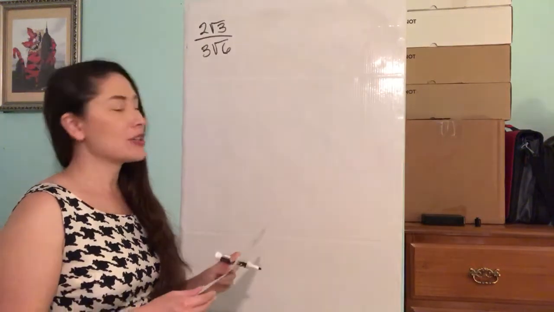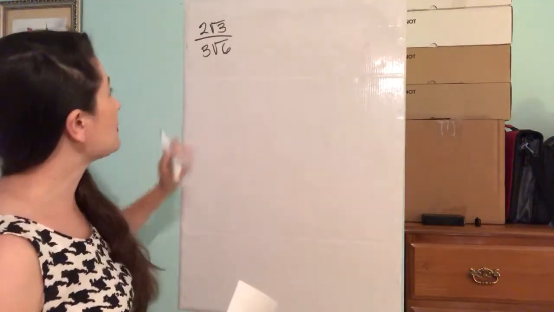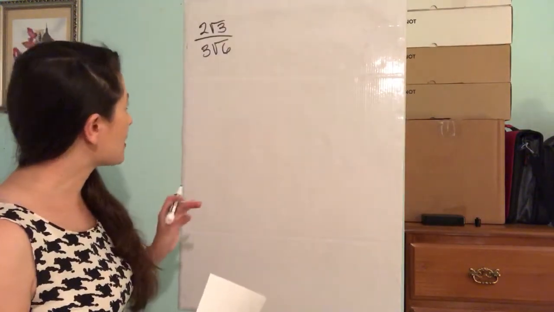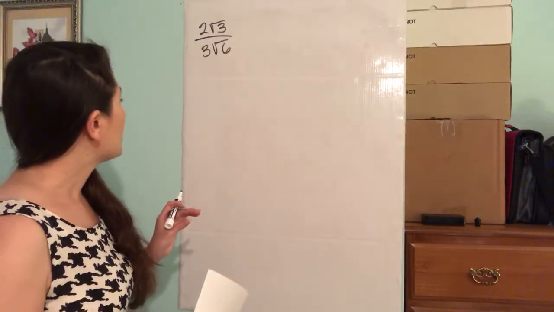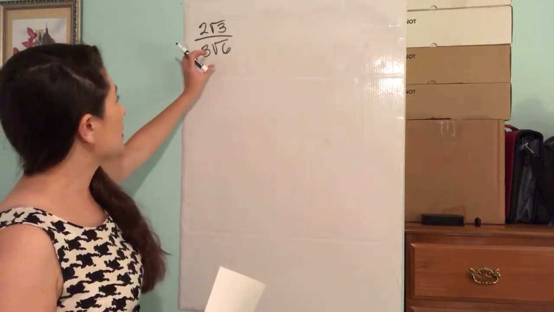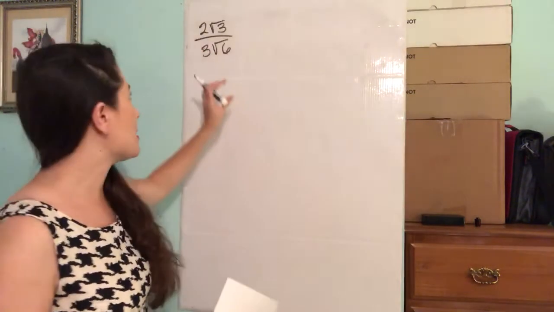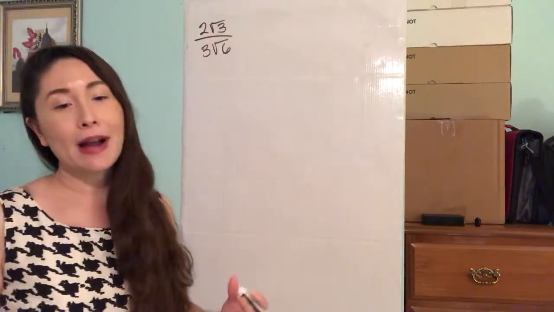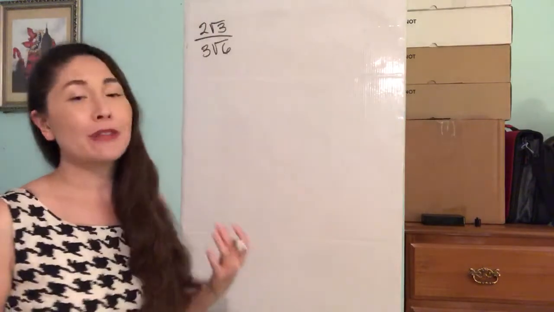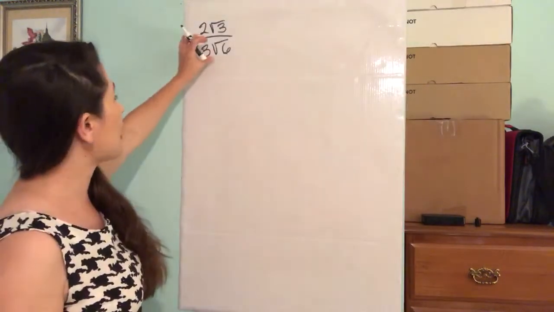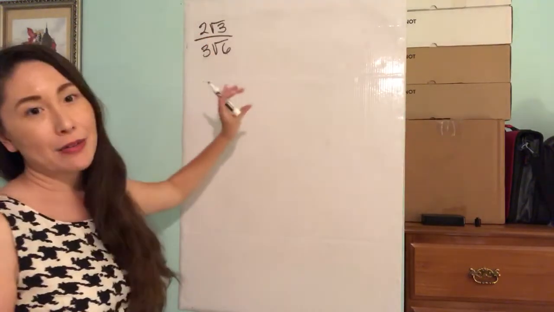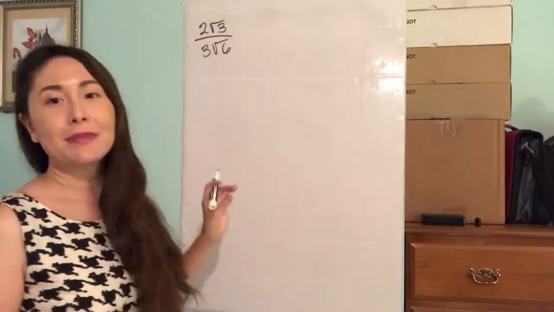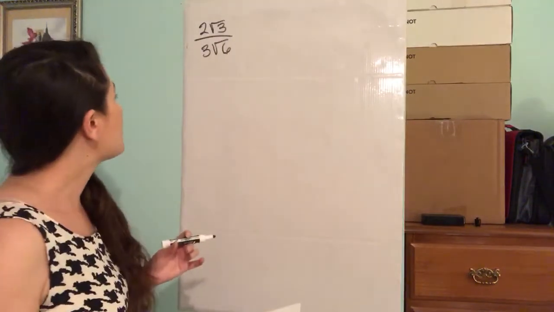Okay, so in this question, it's asking us to fully simplify this fraction. Now, in order to fully simplify a fraction, we cannot leave a radical in this denominator. So in the bottom here, we have the square root of 6. That's called a radical. And in order to be fully simplified, we cannot leave a radical in the denominator, right? It's okay to have a radical on top, but not on the bottom, right? So how do we get rid of that?